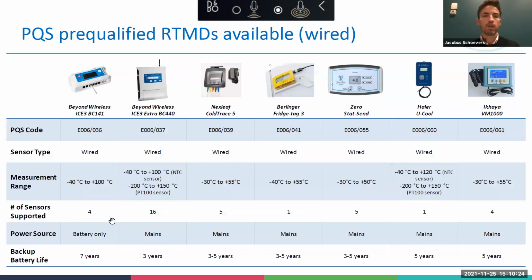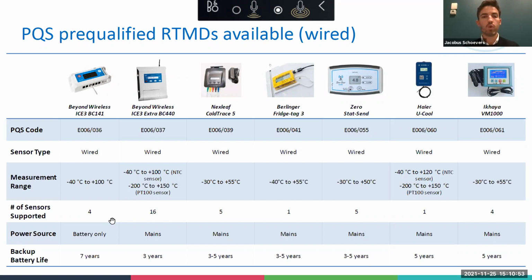Next slide, thanks. So here I'm just quickly going to run us through the different types of devices available on PQS. So here you can see we've got 7 devices listed here. The devices from Beyond Wireless, Nextleaf, Berlinger, Zero, Hire, and Ikaya. And I'm not going to spend a ton of time here. This is just to maybe give you an overview of the systems. These first systems are all wired sensors.